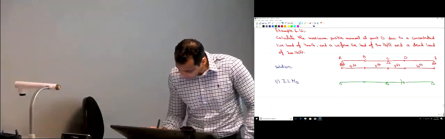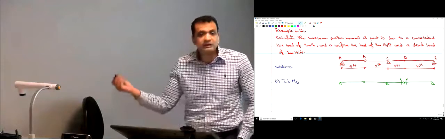Just release it. So use the Muller-Breslau principle. Put a unit rotation at point D. So how the displaced shape is going to look like? It's going to look something like this. And then this represents the influence line for MD.